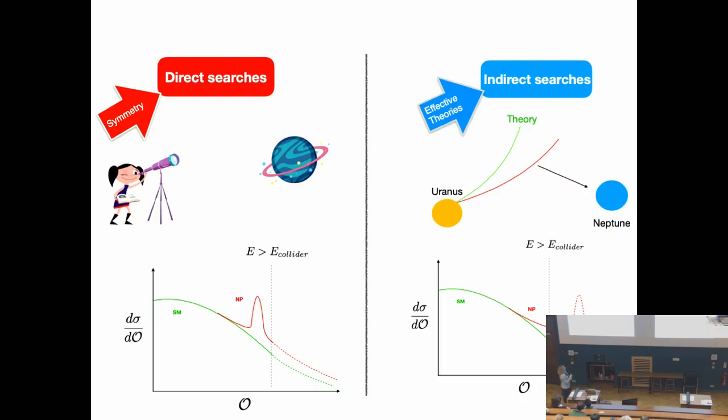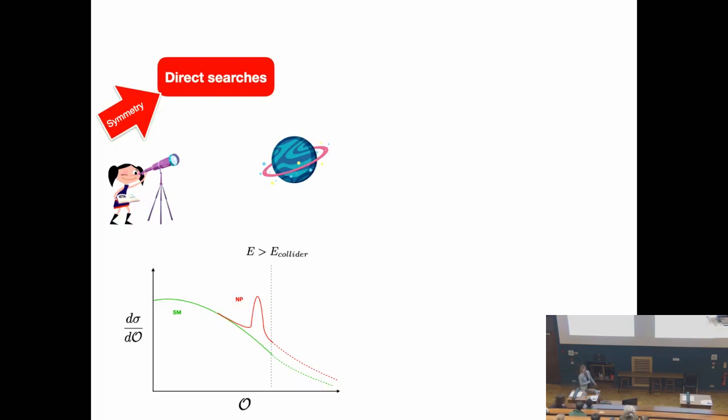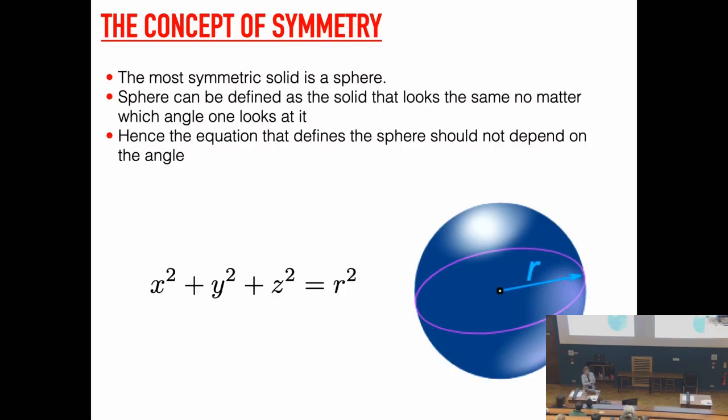And basically, my talk would like to conclude with presenting these 2 mathematical concepts that help, on the one hand, in direct searches and on the other hand, in indirect searches. So this concept of symmetry and the concept of effective theory. So let me start with the concept of symmetry.